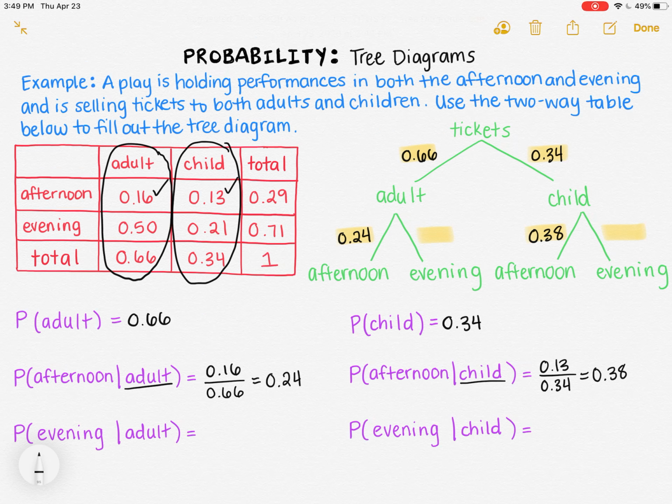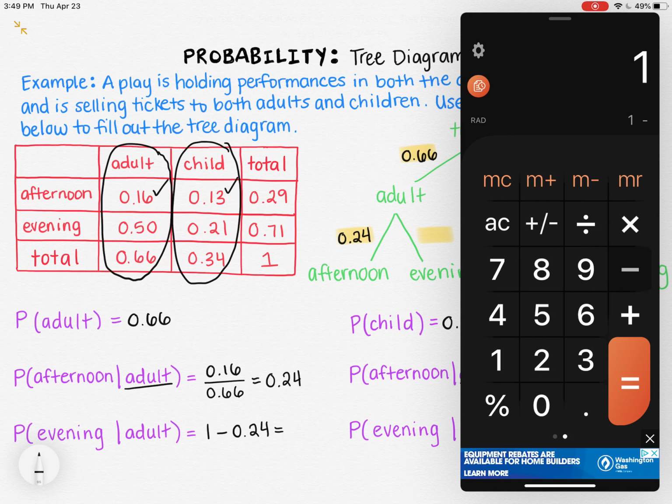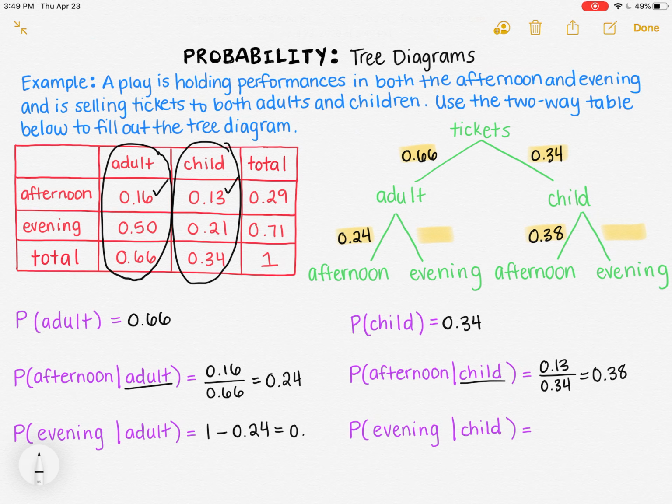So since we know our probability for afternoon and evening needs to add up to 1, I can take 1 minus the probability I already found under adult, which is 0.24. So when I subtract this, that will tell me the value I need to place on the other branch to ensure that they add up to 1. So I can do 1 minus 0.24, which gives me 0.76. And that is the value I will put on the right branch underneath adult, going to the word evening.